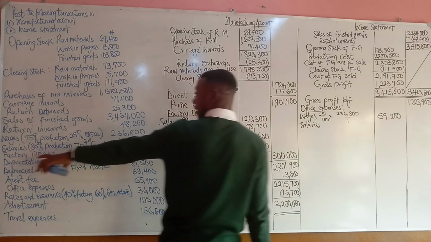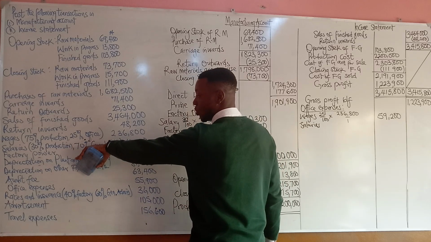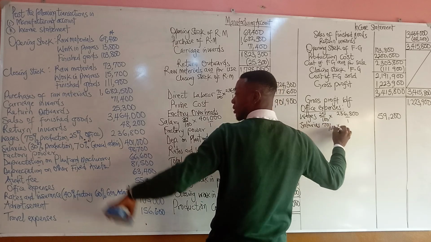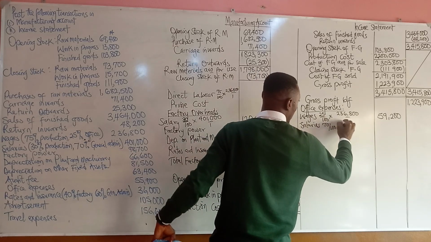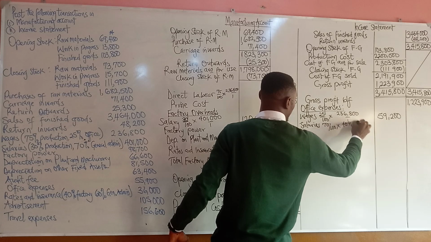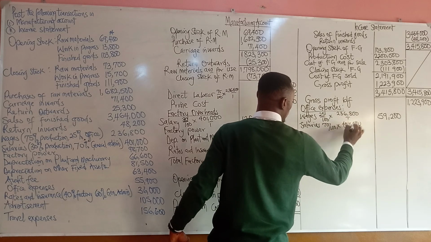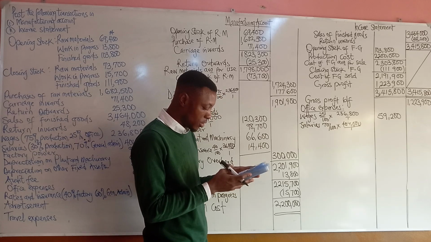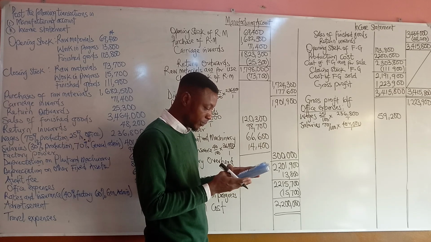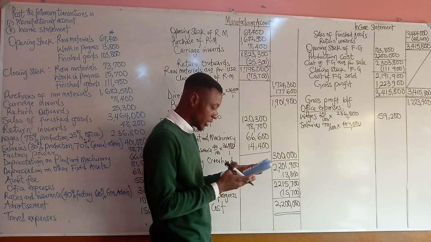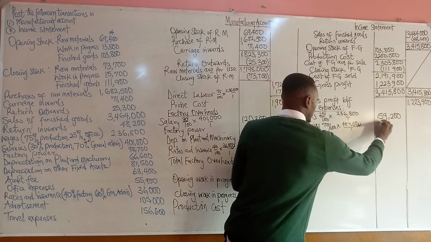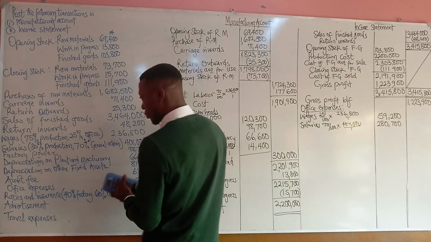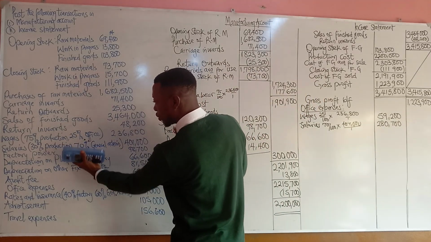Salaries, remember that production took 30%, so our office will take 70%. That will give me 70 over 100 multiplied by 401,000 over 1. So this will give me 70 multiplied by 401,000 divided by 100. This will give me 280,700.